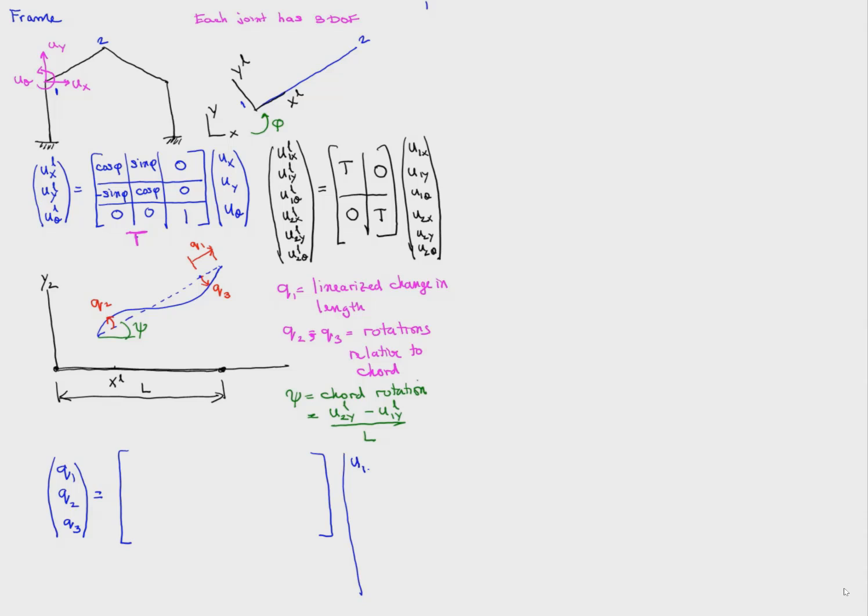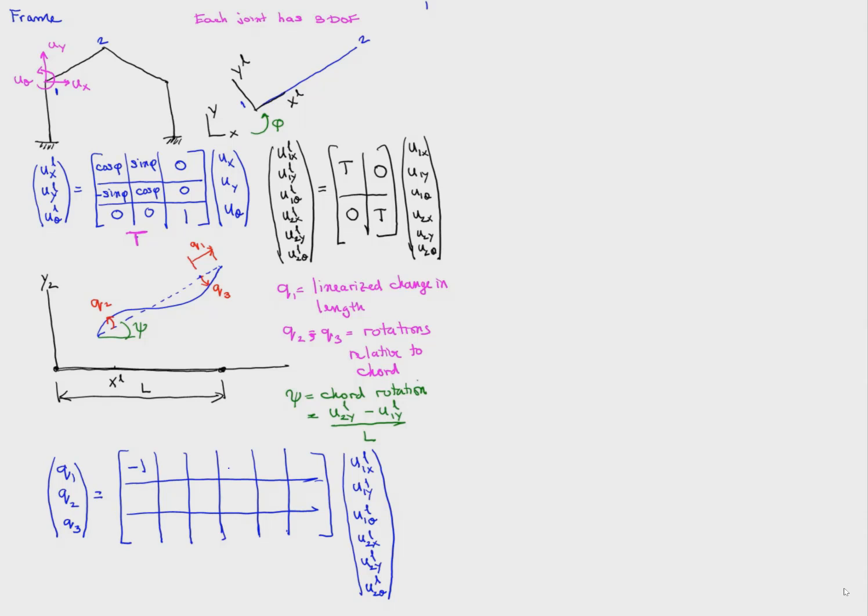So we can put all this together and relate these 3 internal deformations q1, q2, and q3 to the displacements in the local coordinates by a 3x6 matrix. Q1 is just u2x minus u1x. Q2 is u1 theta minus psi, so that determines the second row of the matrix, and similarly Q3, the third row of the matrix. So we'll call that T sub SS.